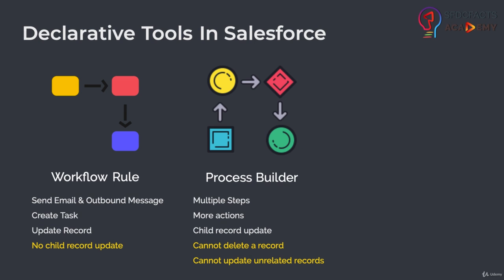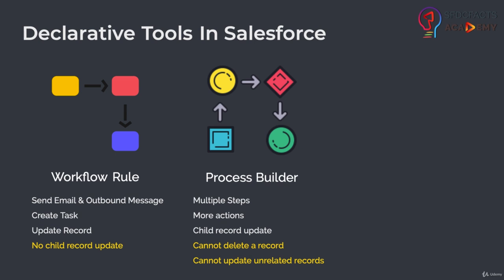However, the process builder does not support deleting of a record. So if you want to delete a record, the process builder is not the right tool for you. And also, if you want to update unrelated records, this means if you have two different objects which do not share any kind of relationship and you have a process builder on one of the objects, then you cannot update the records of the other object from the process builder.